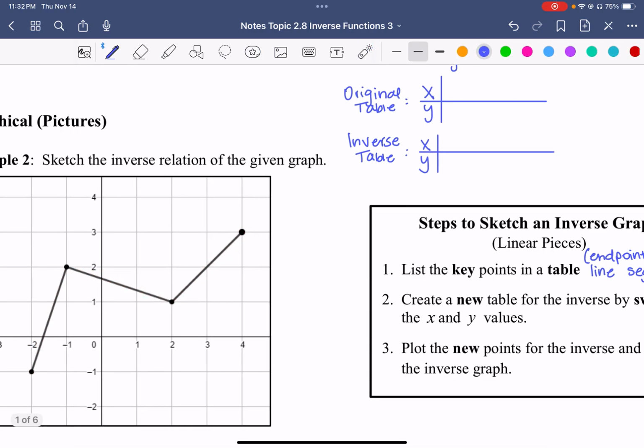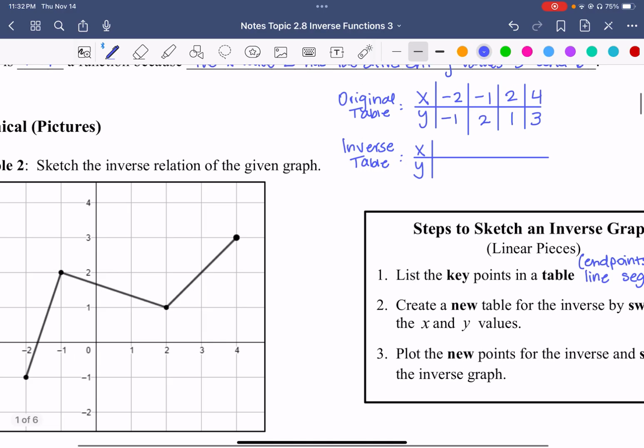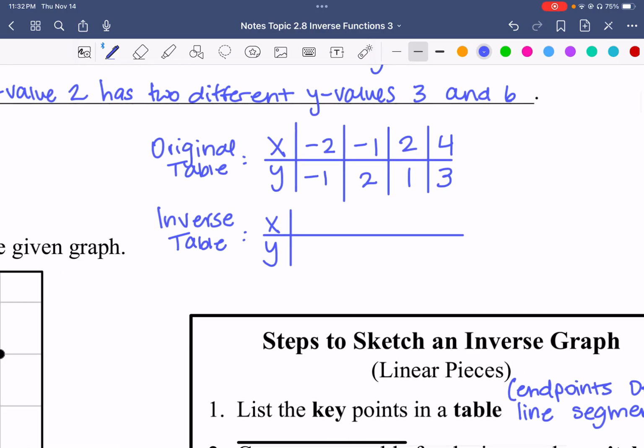So from the original table, I have -2 and -1. My next coordinate point is -1, 2. Next, we have 2 and 1. And finally, we have 4, 3. Okay, now for the inverse table, all I need to do is switch the x and the y values. So I'm going to have -1, -2, 2, -1. I'm going to have 1 and 2, and 3, 4.